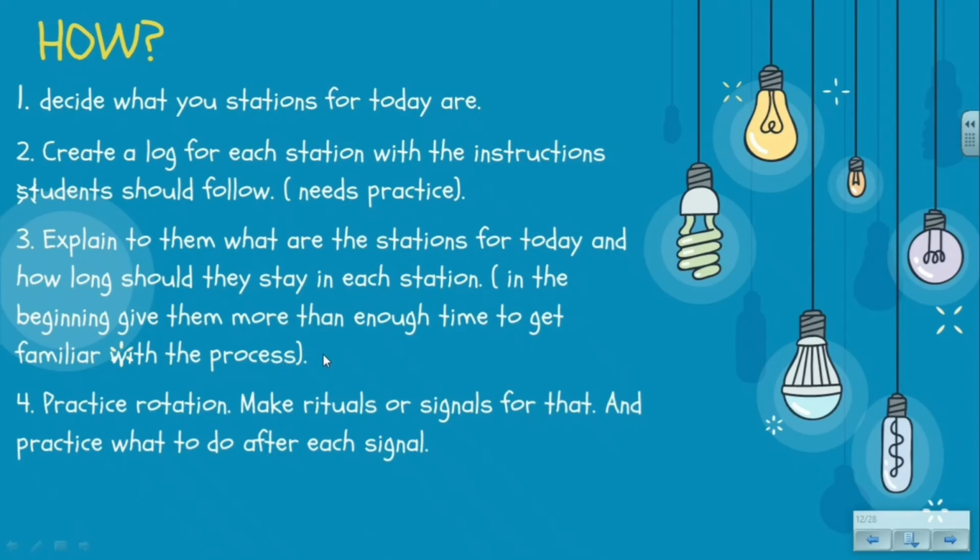But of course, in the beginning of the year, when you're getting them used to this strategy, you have to give them enough time, okay? So they can finish their task in each corner. Number 4, practice rotation. Make rituals or signals or signs for that, and practice what to do after each signal, okay? Your signals can be, for example, cards that you raise up, like street signs, or they can be whistling, or claps, or ringing bells, for example.